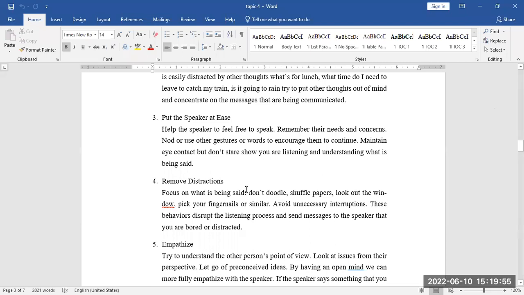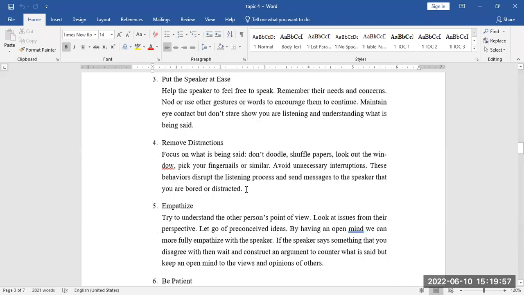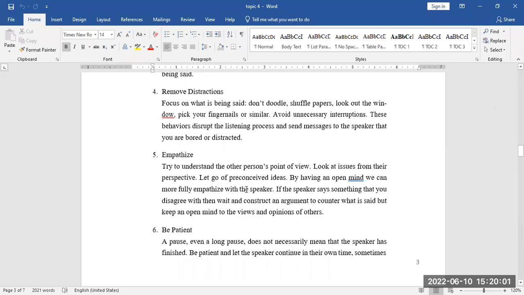Then, another principle of listening is remove distractions. Focus on what is being said. Don't doodle. Don't shuffle papers. Don't look out the window. Don't pick your fingernails or similar. Avoid unnecessary interruptions. Pulling seats back and forth. Checking your watch. Checking your what we call your phone.